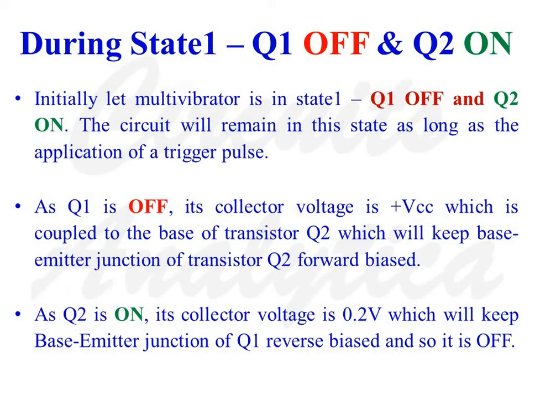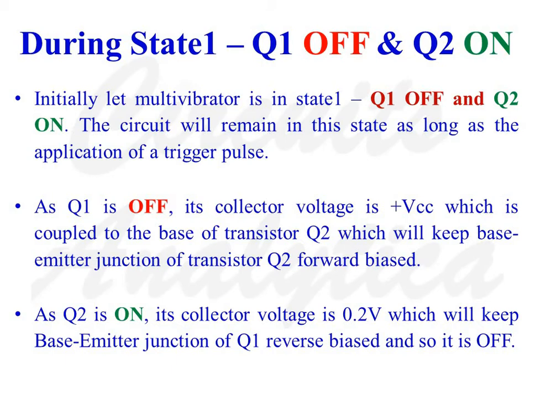During state 1, Q1 is off and Q2 is on. Initially, let the multivibrator be in state 1. Transistor Q1 is off and transistor Q2 is on. The circuit will remain in this state as long as no negative trigger pulse is applied at the base of the on transistor Q2.